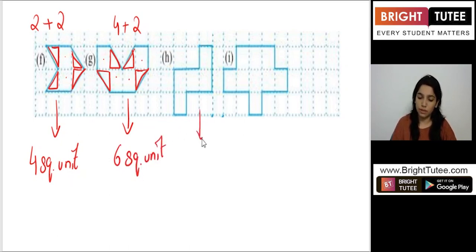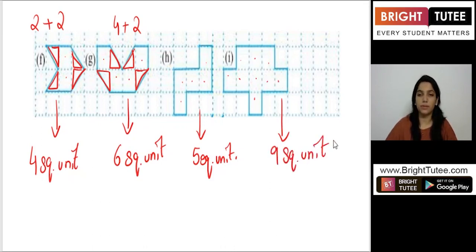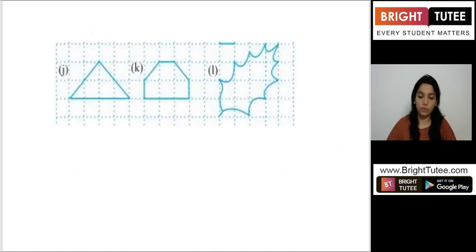Moving to the next one here, 1, 2, 3, 4, 5. So it is 5 square units. Simple. Now the last one here, I part, 1, 2, 3, 4, 5, 6, 7, 8, 9. So it is 9 square units. Clear? Let's do some more.